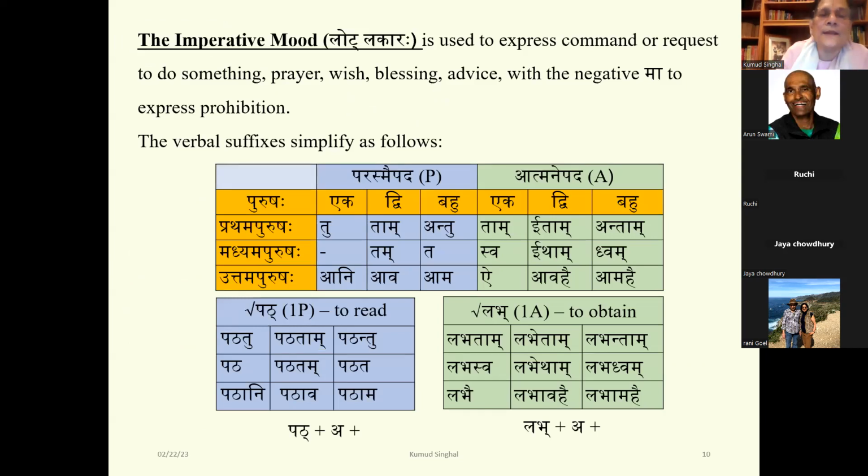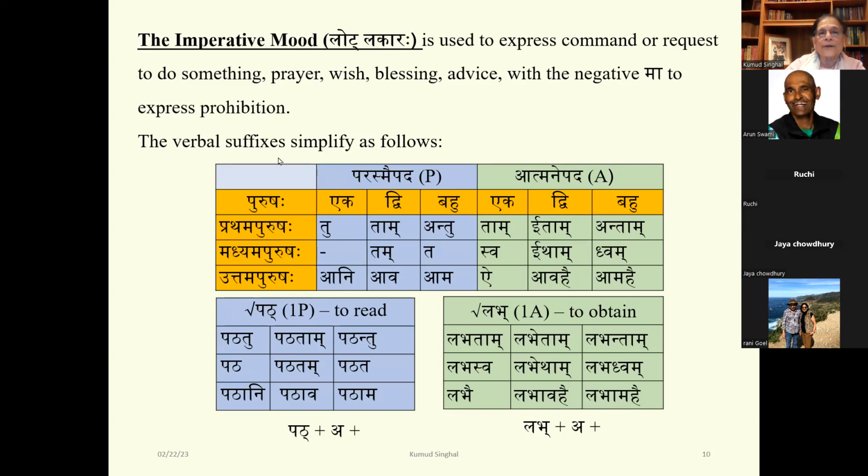Okay, so let's see what the imperative mood is, Lot Lakara, and where it is used. The Lot Lakara is used to command or request to do something. It is also used as a prayer, wish, blessing, advice, and with the negative ma to express prohibition. So these are the situations where the Lot Lakara is used. Usually it is used as a command or a request. That is the most common use of Lot Lakara.